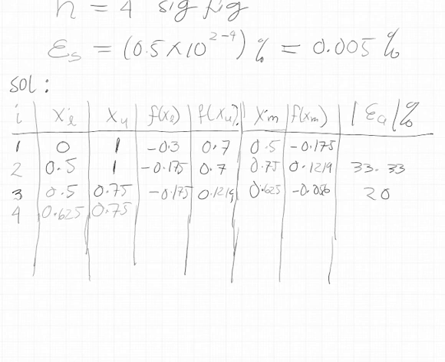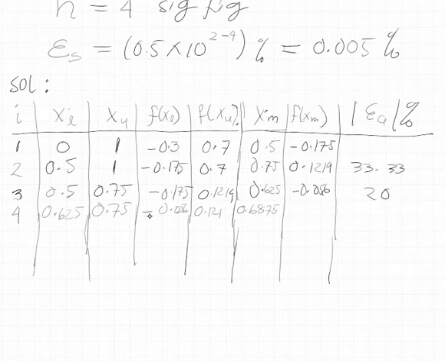Then solve it again, all of them. So for xl, f is negative 0.056. Then for xu, it's still the same, 0.121. Then for xm, we add 0.625 and 0.75. So the answer will be 0.6875.